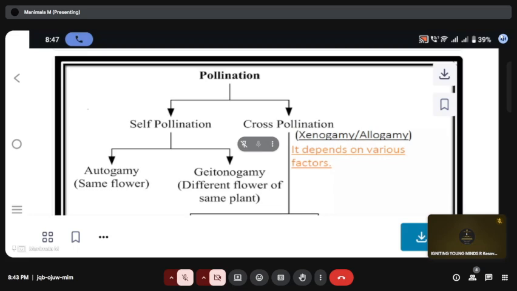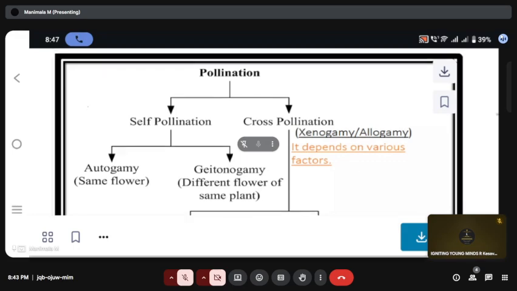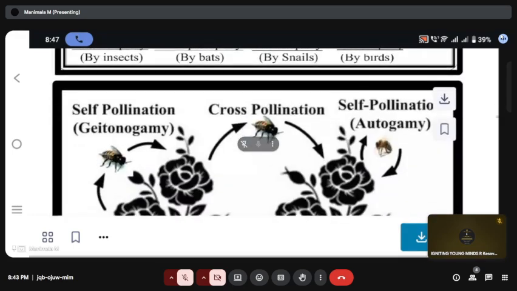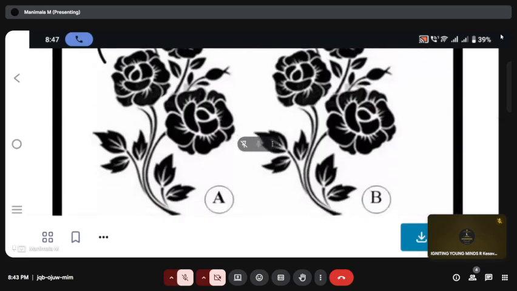We completed autogamy, right? And what do you mean by geitonogamy? The transfer of pollen grain from anther to stigma of another flower, also called flower to flower self-pollination, the flower being present in the same inflorescence or in the same plant. It happens in the same inflorescence and also in the same plant.